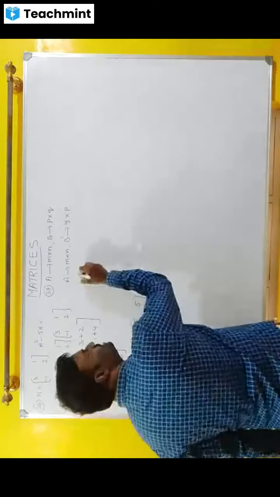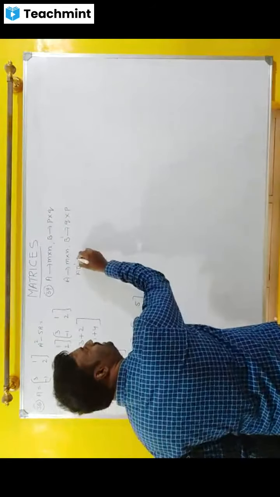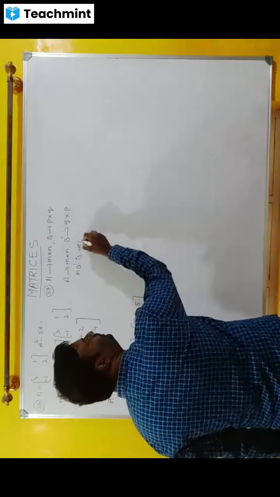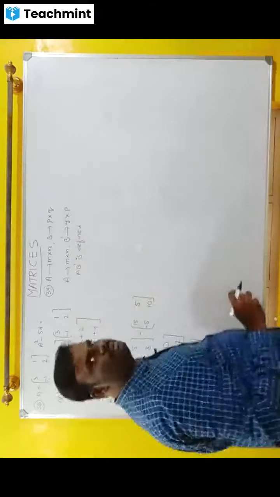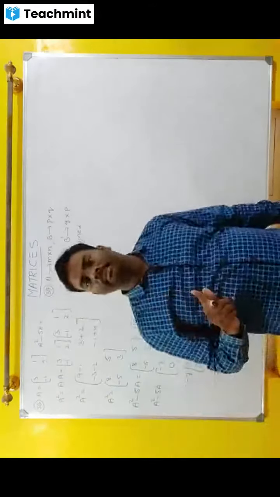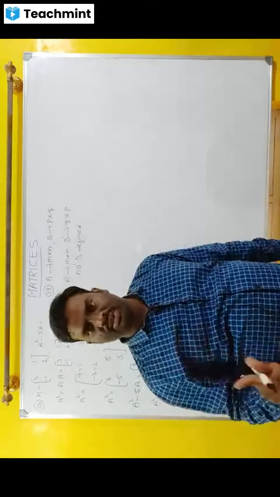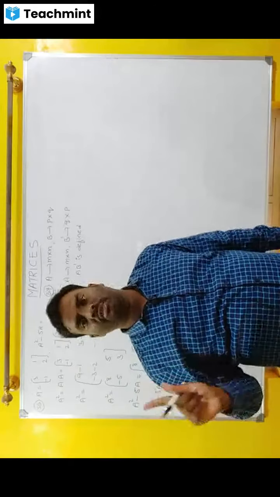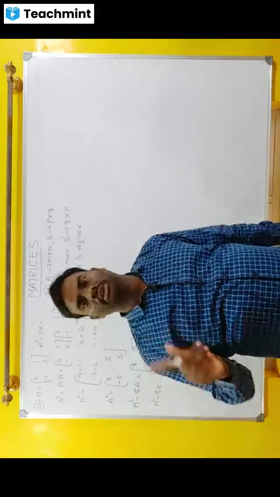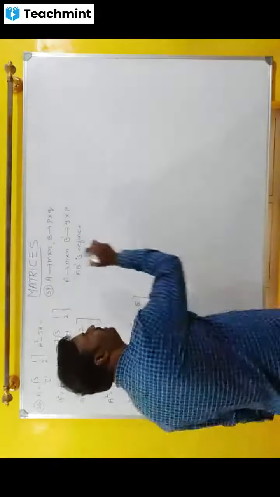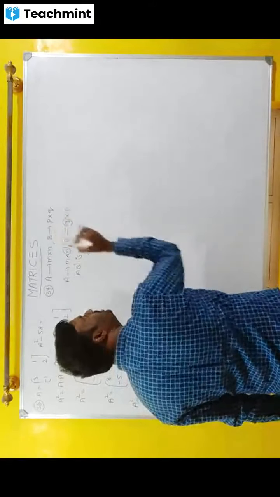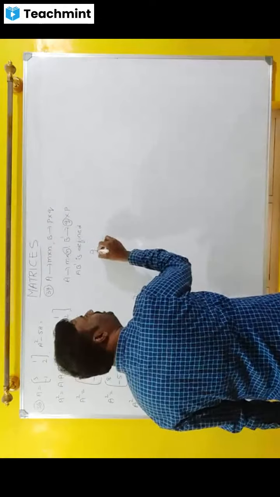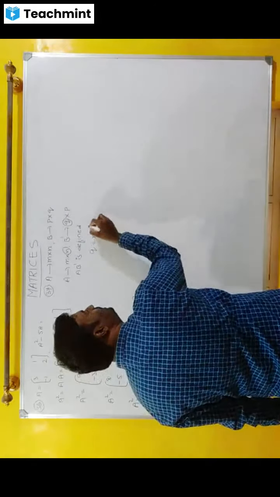In the question they mention AB dash is defined. When matrix multiplication is possible, the number of columns in the first matrix and the number of rows in the second matrix both are equal. What is the number of columns? N. What is the number of rows? Q. Then we get Q value is nothing but N.